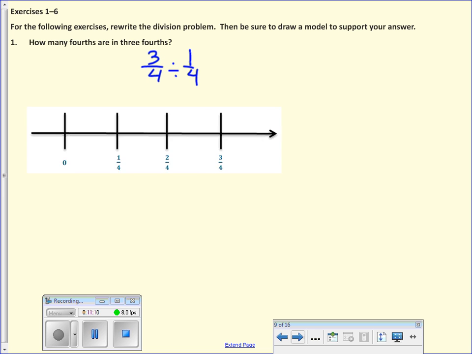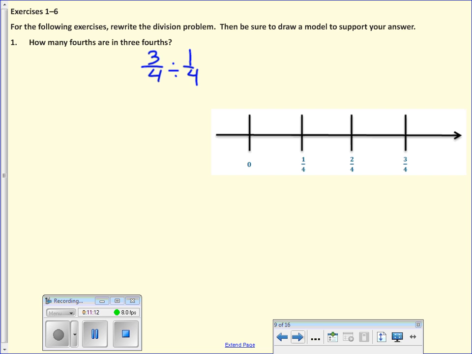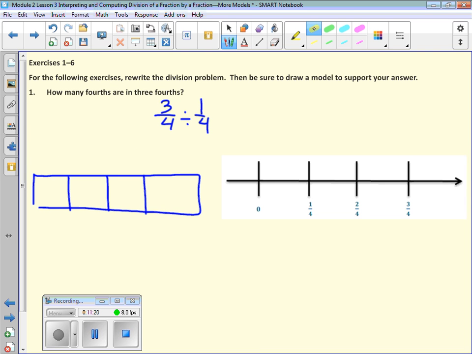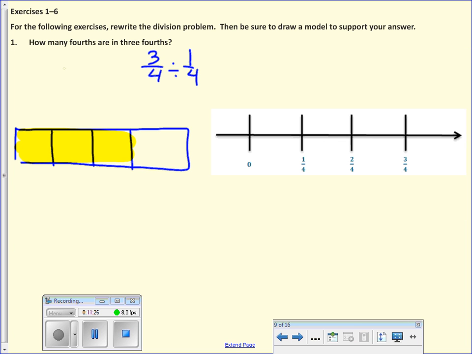Since we've been using tape diagrams, why don't we do that one first? We have 3/4. And we want groups of 1/4. So that made 3 whole groups. And I was able to stop circling because everything that was shaded in is in a group.